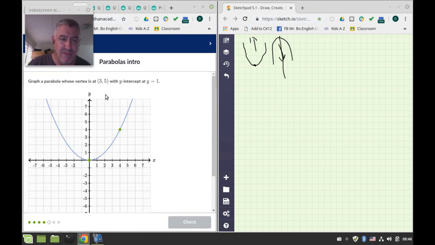Okay, we want the vertex, and we have a y-intercept, which we don't normally talk about, but it's okay. So the vertex is at 3, 5. 3 is our x value, 5 is our y value, so that's 3, 5. And our y-intercept is at 1, so y-intercept means it crosses the y-axis at 1. There we go.